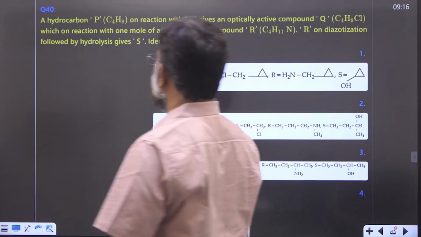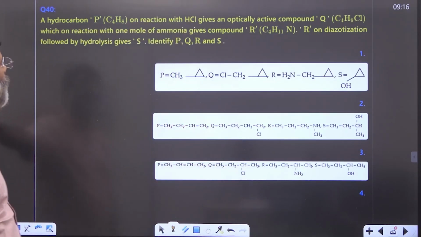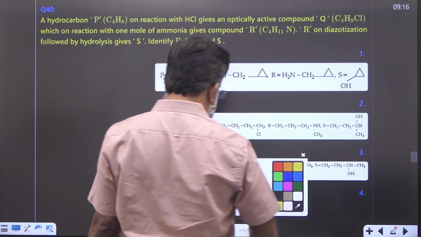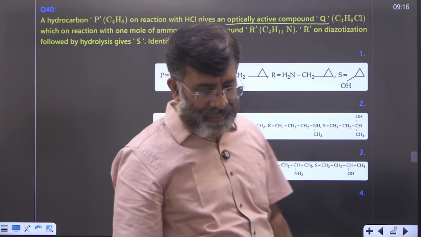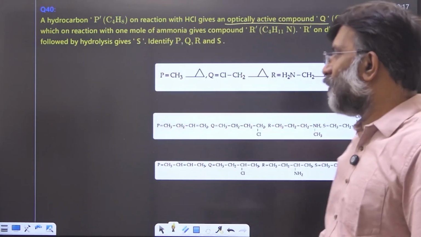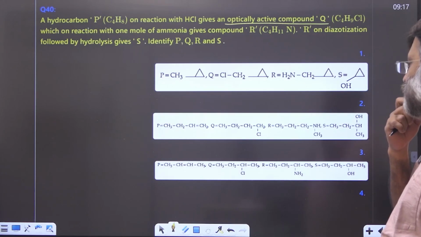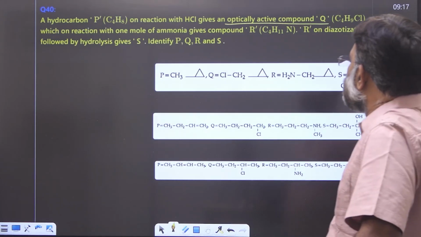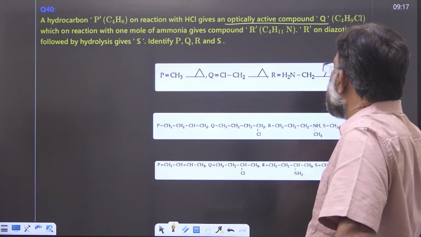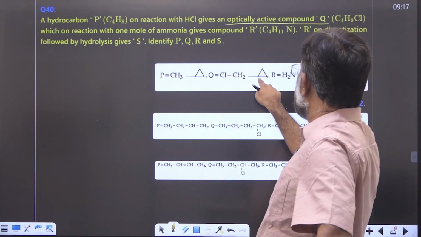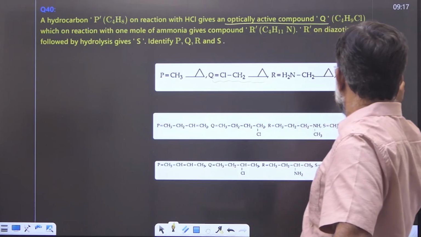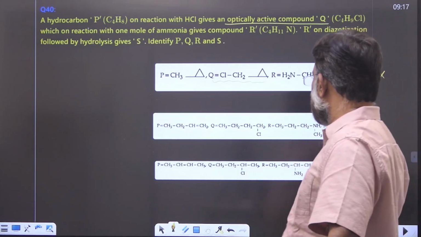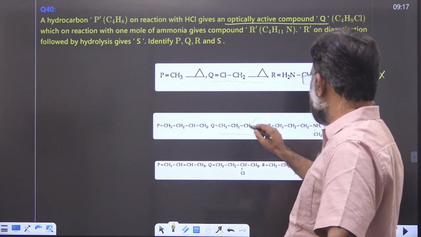So you have a hydrocarbon C4H8. On reaction with HCl, you get an optically active compound Q. That is an important hint. Q is optically active. That is a very important hint. Is this optically active? No. Here Q is not optically active. So eliminate. Here Q is not optically active. Eliminate.